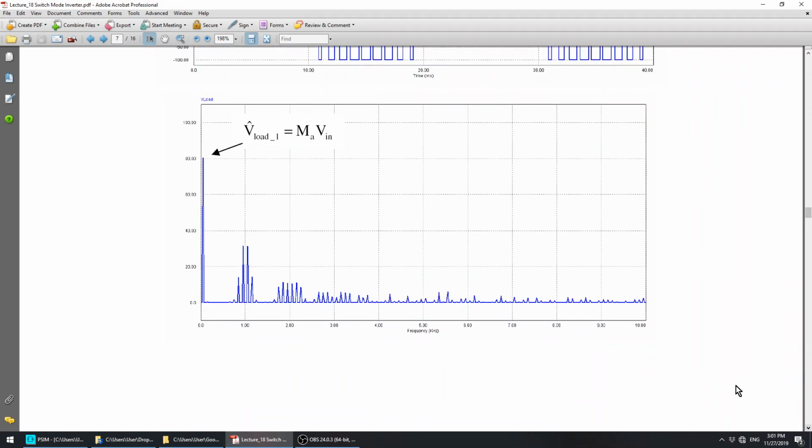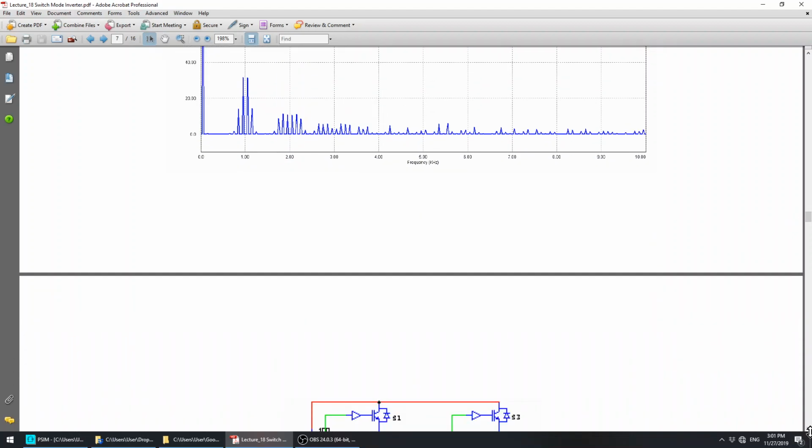As I mentioned earlier, there's a fundamental component, no low order harmonics, and finally number 3 is harmonics around the switching frequency and its multiples. So here we have 1 kilohertz as the switching frequency, so therefore you have 1, 2, 3, 4, 5. So there are harmonics around the switching frequency and its multiples, and because this is a full bridge, you multiply by V in instead of half of V in for the half bridge topology.